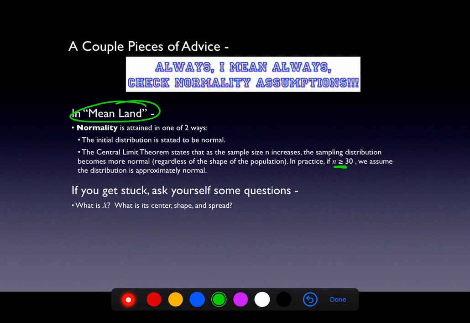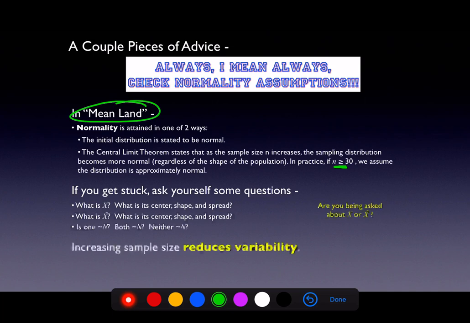All right. And then ask yourself, am I being asked about the population, or am I being asked to take a sample and look at an average? And if you are on a sampling distribution, what is its center, its shape, and its spread? Are one of those graphs normal? Are they both normal? Are neither of them normal? And the question that you're looking at specifically, are you being asked about the population or the sampling distribution? You need to know which one you are being asked about because you need to use the correct information.